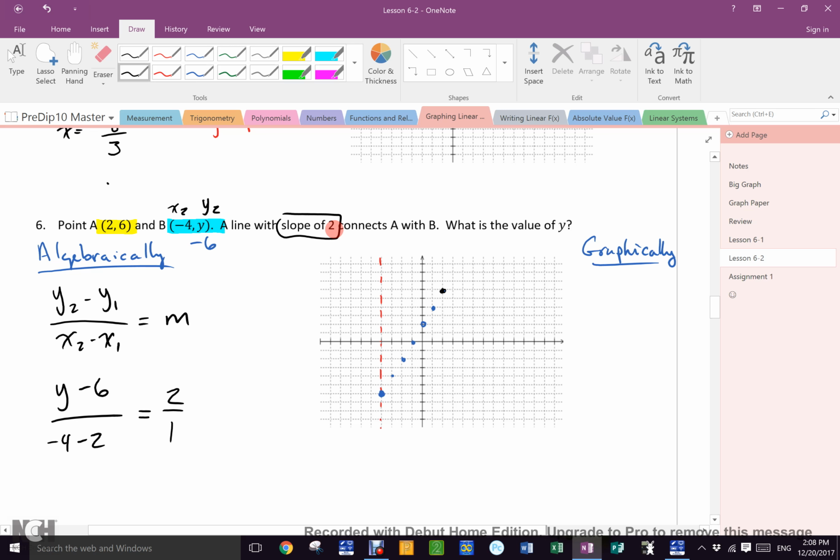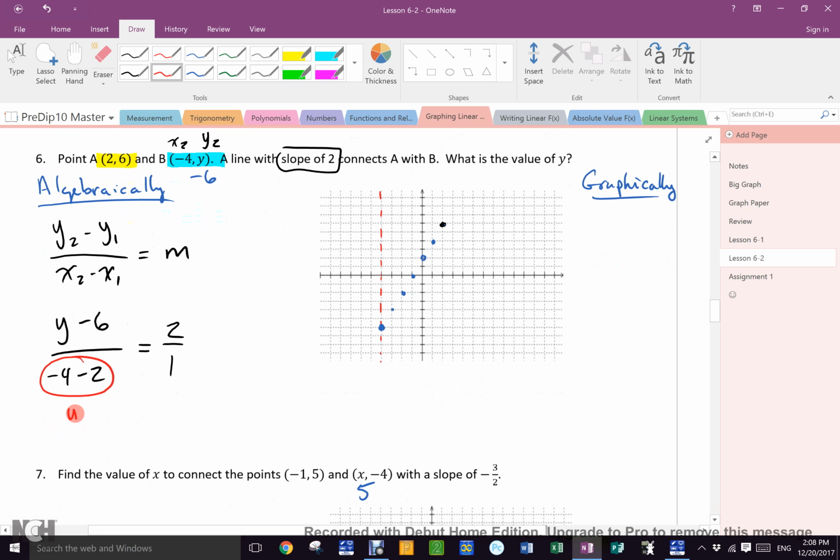I'm not sure why I heard so many people go, what? Oh, okay, I get you now. That equals my slope. I am told my slope is 2. Why did I put 2 over 1? So I had to rise over run. What do I do with that right now? You do the math. I tidy it up, and I get y minus 6 over, what is negative 4 minus 2? Negative 6. Negative 6 equals 2 over 1.